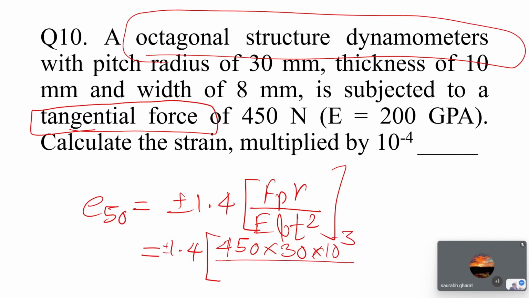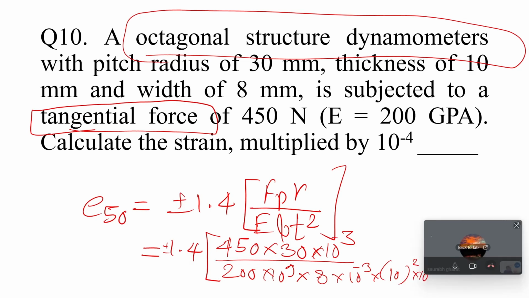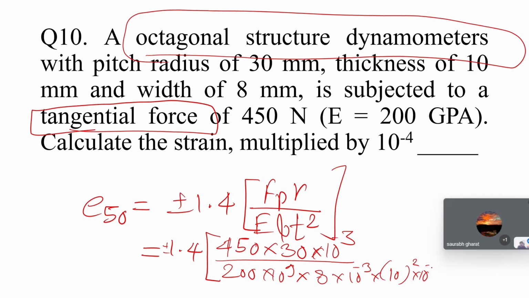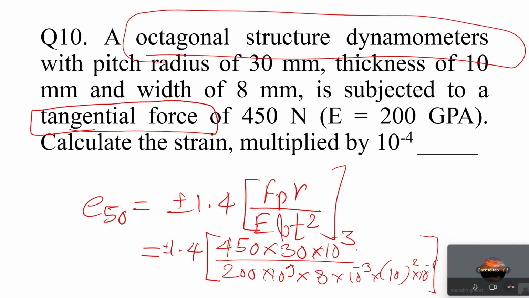In E, 200 into 10 raised to 9, into B, which is again 8. Okay, it is your 8 into 10 raised to minus 3, into 10 square, 10 raised to minus 6. Okay, 10 raised to minus 6. And after doing everything, what will be your answer? That multiplied by 1.4.